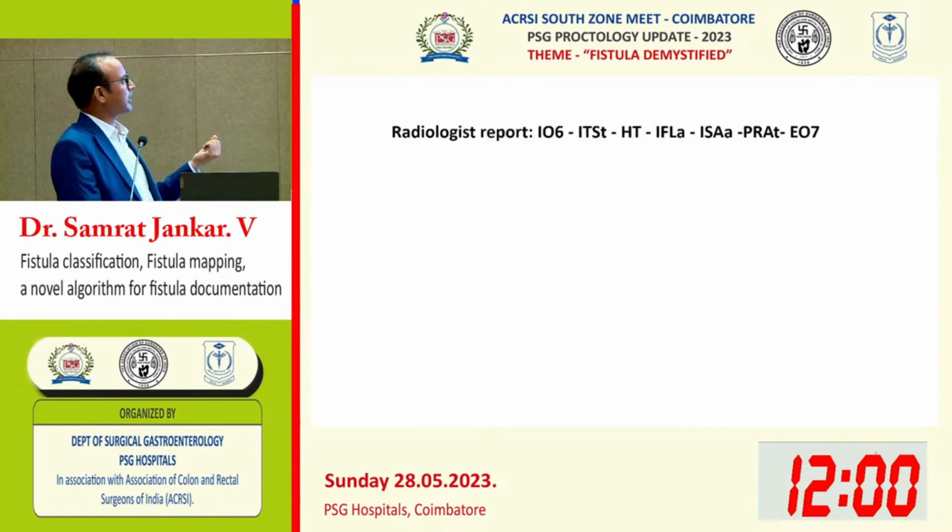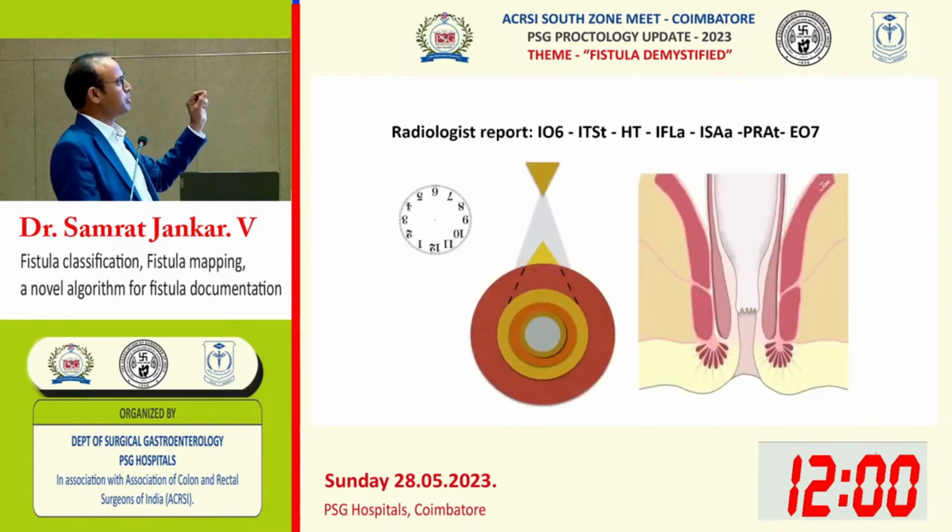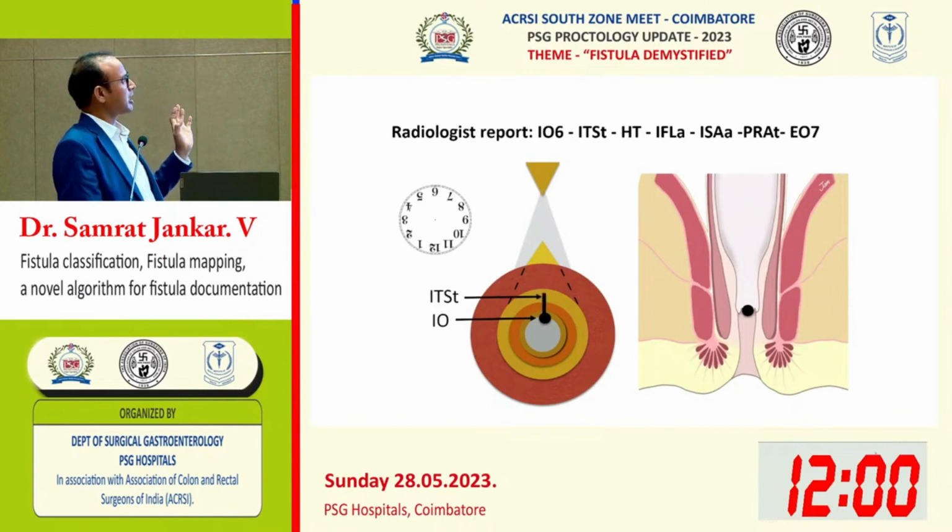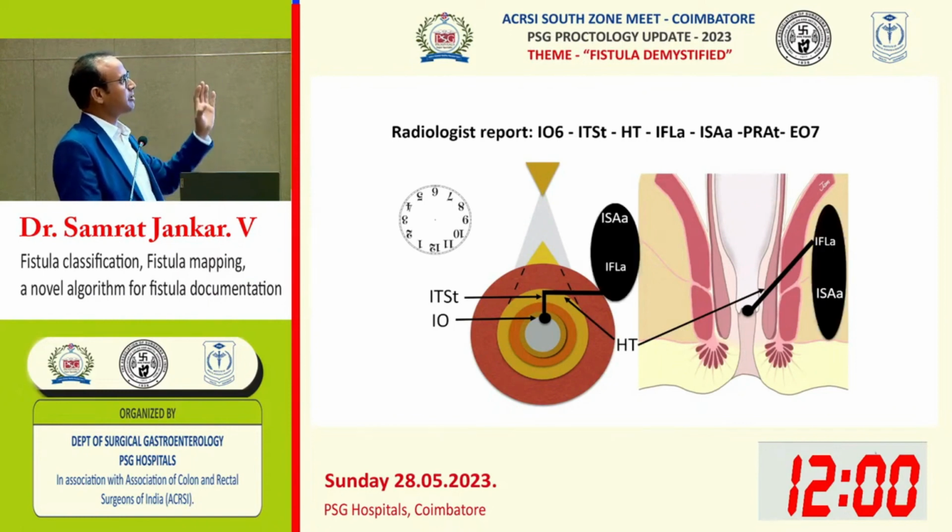For example, if the radiologist gives this much of the tract, the surgeon can understand. If he writes this much, the surgeon can understand. Let's see how the mapping works. Internal opening, IO at 6 o'clock, the internal opening is there. Coming to intersphincteric, there is a tract. Coming to high transsphincteric, it is going up in the high transsphincteric space. Infralevator space and ischioanal space, there is an abscess. A perianal tract is there and the external opening is at 7 o'clock.